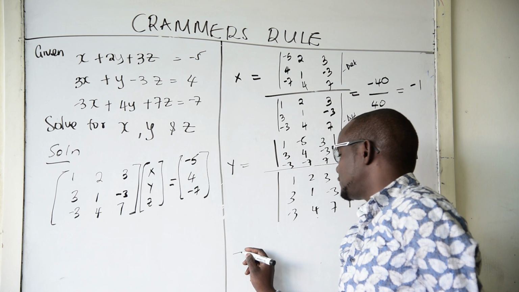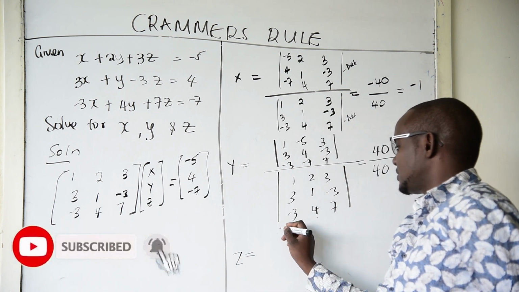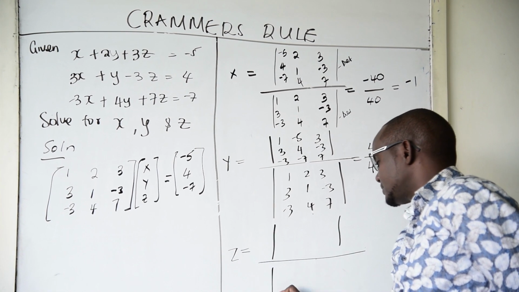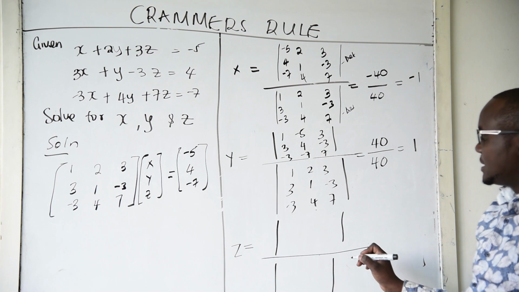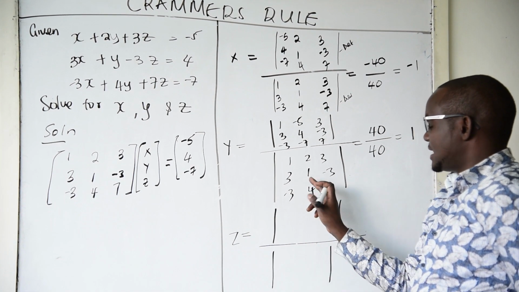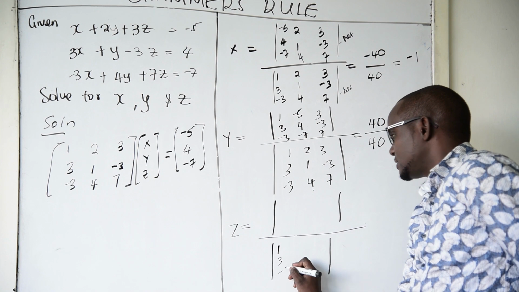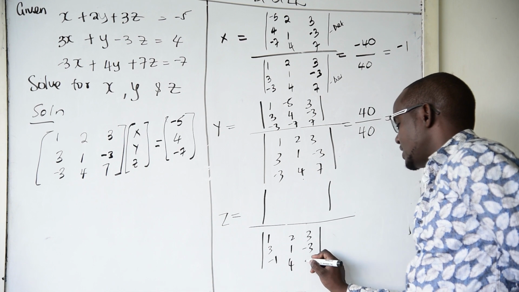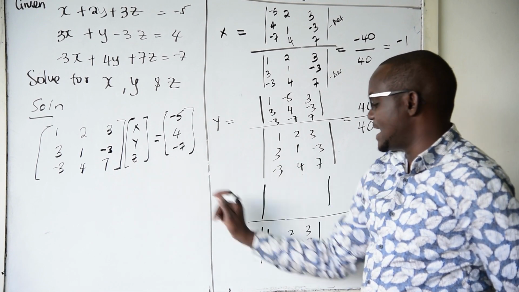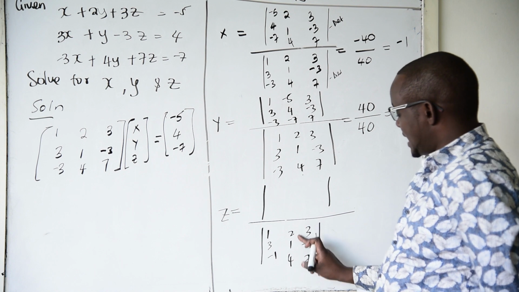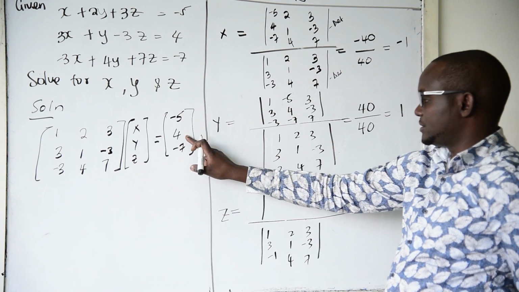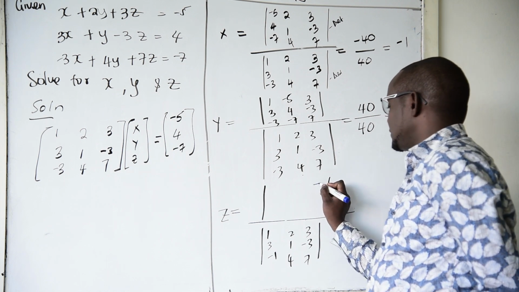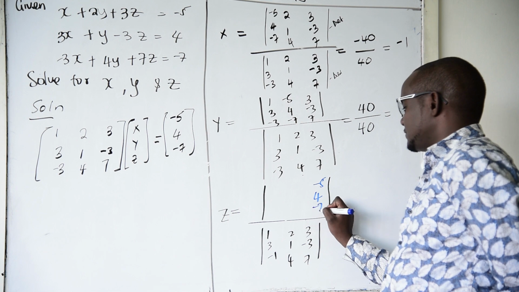You can also find for z. Here we need the two matrices, which we need to find the determinant. So we maintain the same denominator: 1, 3, negative 1, 2, 1, 4, 3, negative 3, and 7. Since z is the third unknown, we replace the third column with this. So the third column of this matrix becomes negative 5, 4, negative 7.